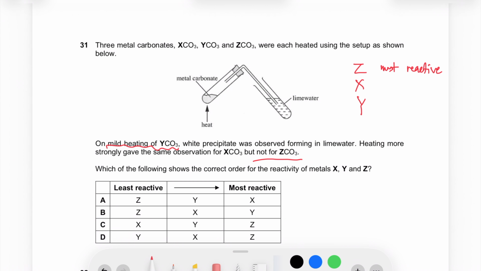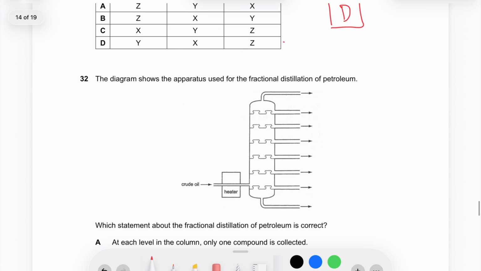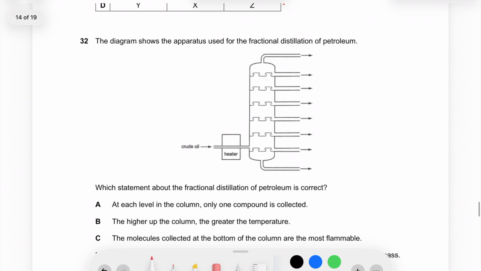Most reactive. So the ranking will be, yeah, this one, D. Okay, 32. This is your introduction to organic chem.